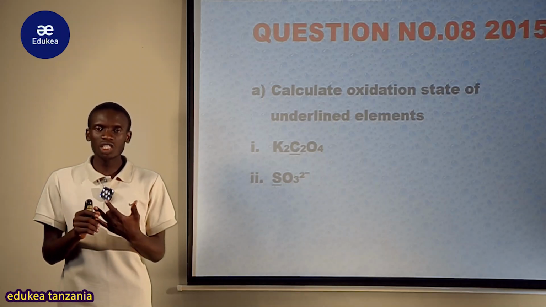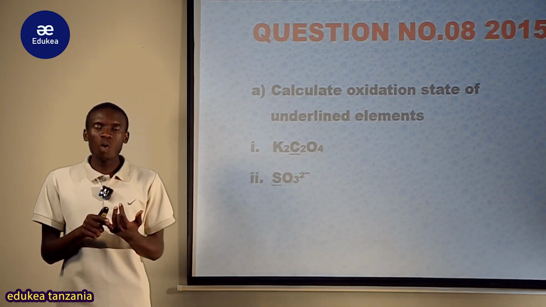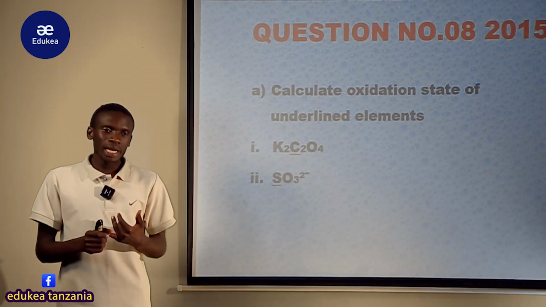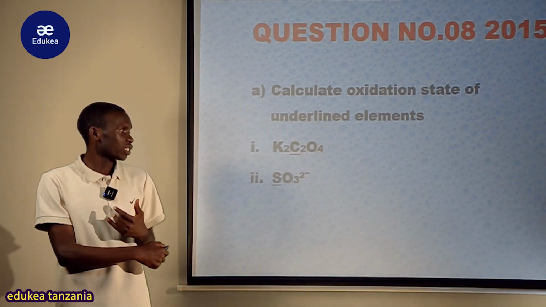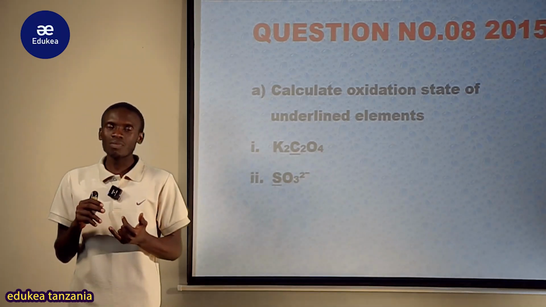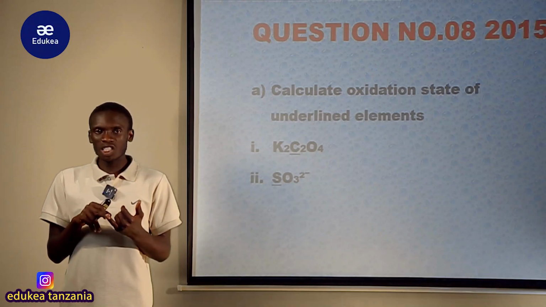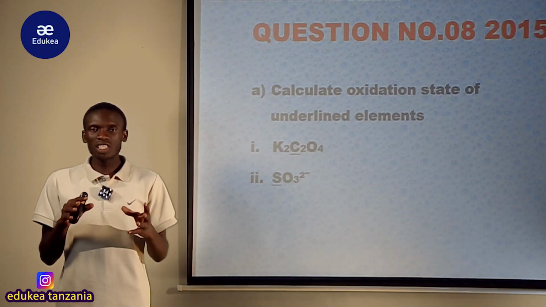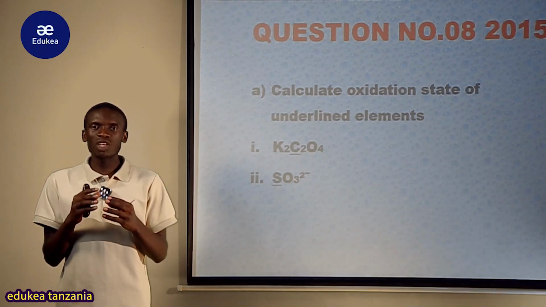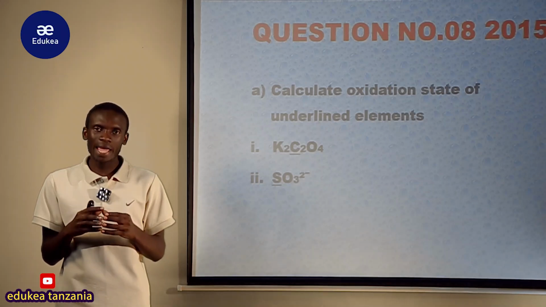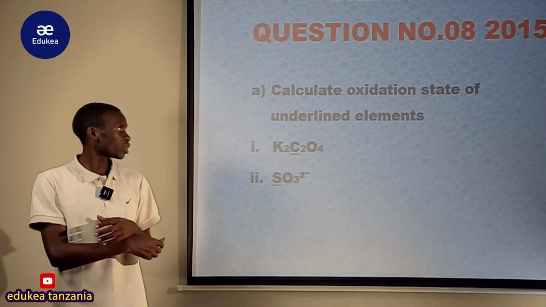What is oxidation state, and how it can be calculated, and the oxidation state of each of the elements, because the oxidation states of the elements, if you take the sum, make the charge of the compound or of the ion. So that was the question.